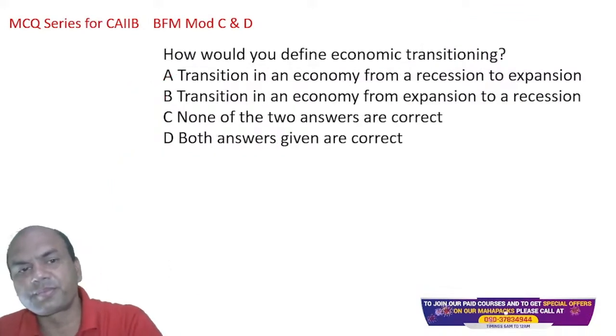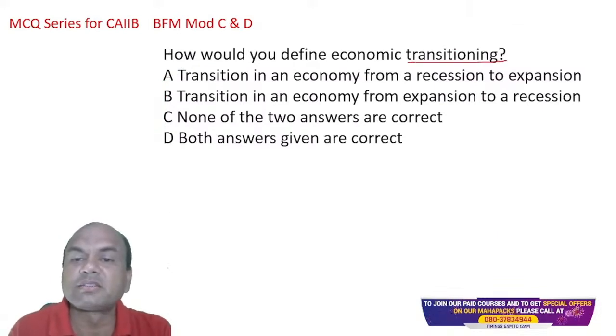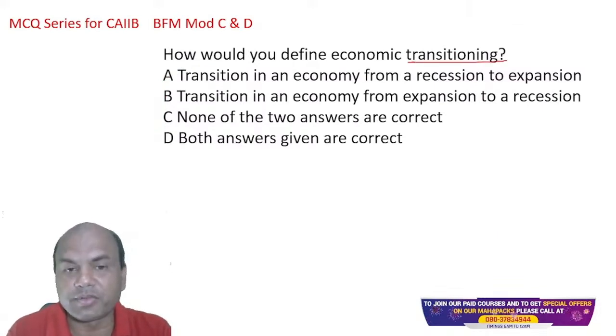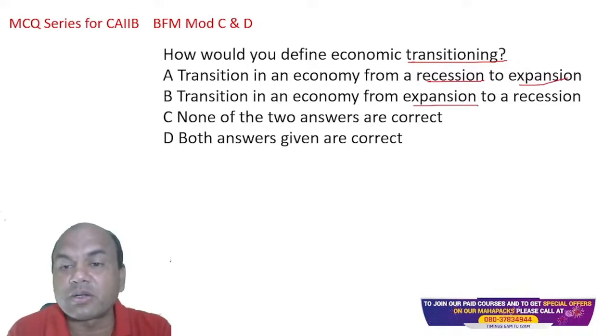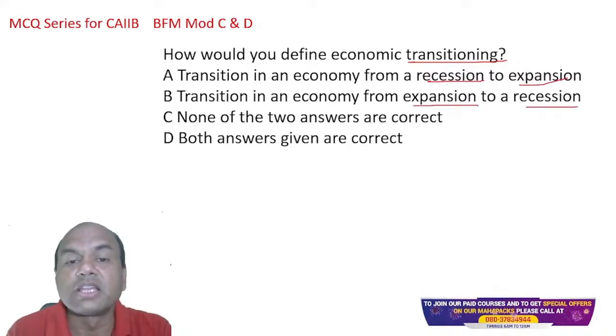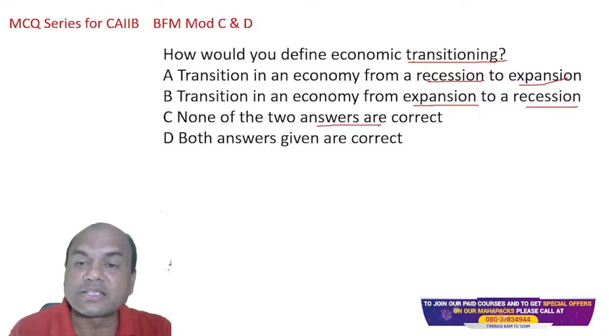How do you define economic transition? Transition means that camel humped curve. A: Transition in an economy from recession to expansion. B: Transition in the economy from expansion to recession. C: None of the above two answers are correct. D: Both are correct. So what is this? Recession to expansion.